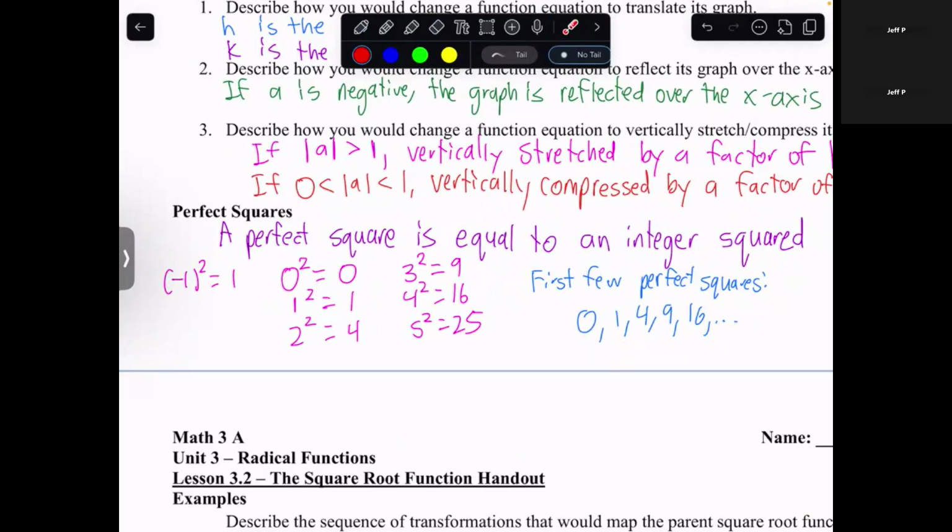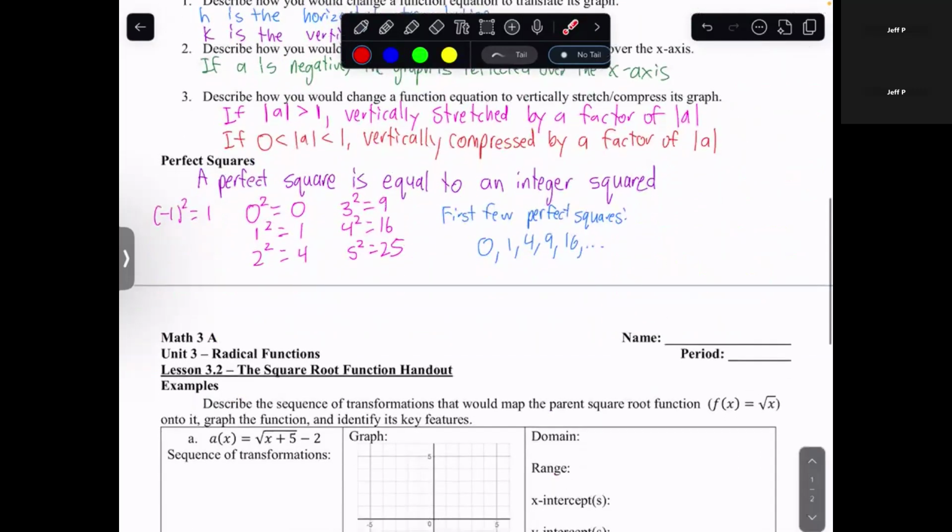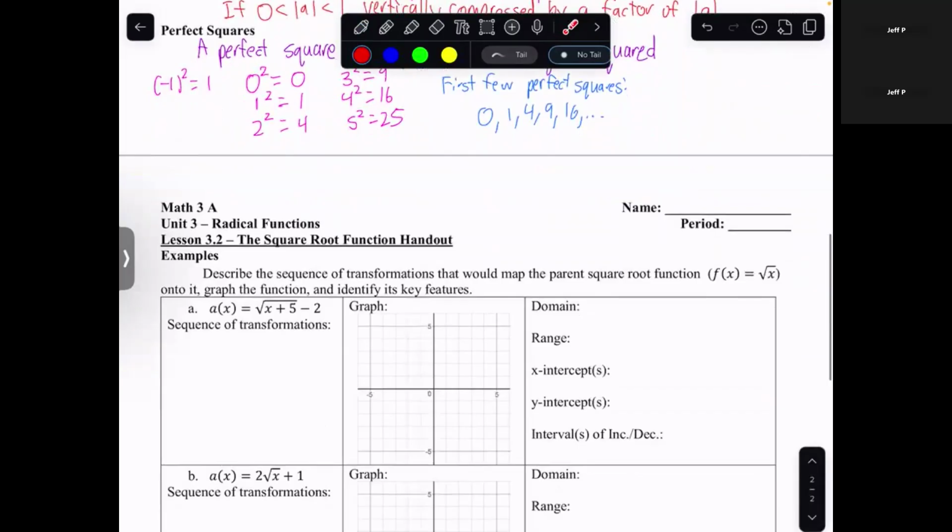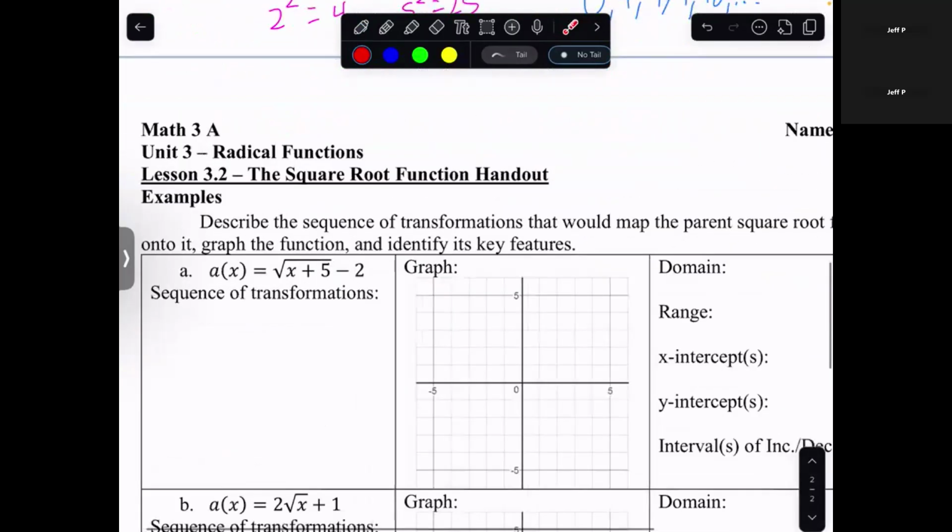Okay, so again, you can memorize this if you want, but if you don't remember it, you just go through the first few whole numbers and times them by themselves, right? That'll get you the list. That'll be very helpful for the next part. Okay, so let's turn to the back of this handout, please.